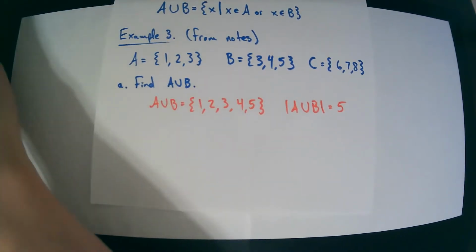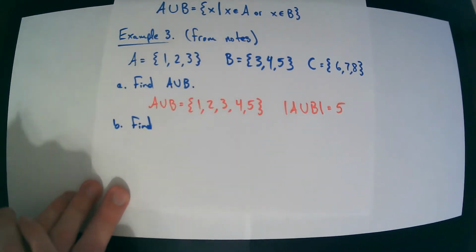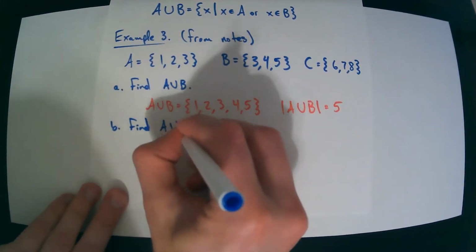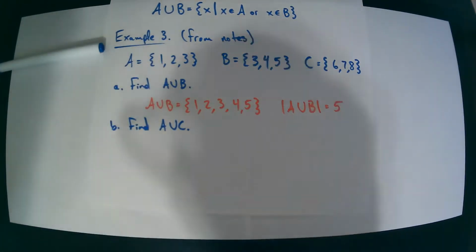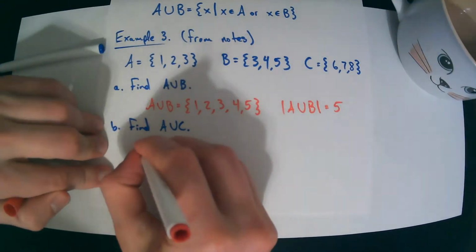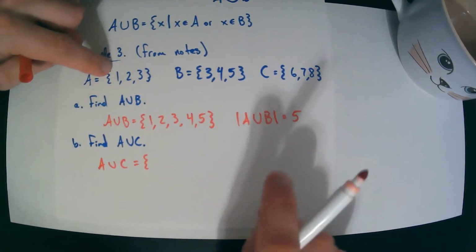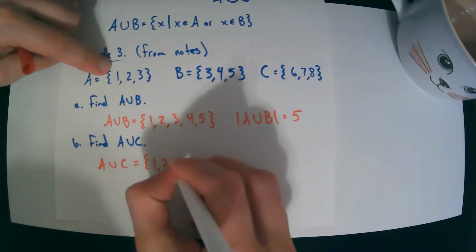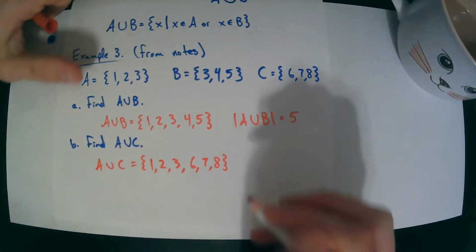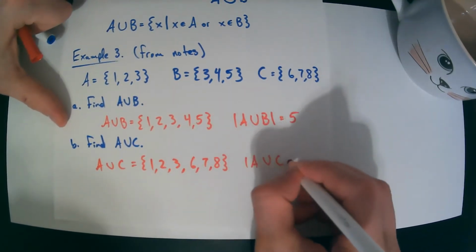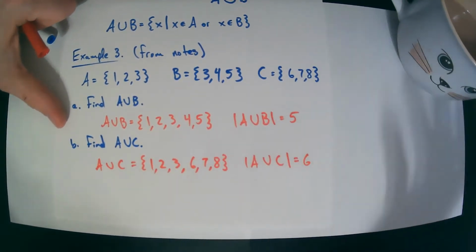Okay, how about part B? Find A union C. A union C is going to be the set of all things in A or in C. So 1, 2, just kind of gluing the sets together. There we go. And just for extra practice, it didn't ask for this, but what is the cardinal number of A union C? 1, 2, 3, 4, 5, 6. 6 items, or 6 elements.